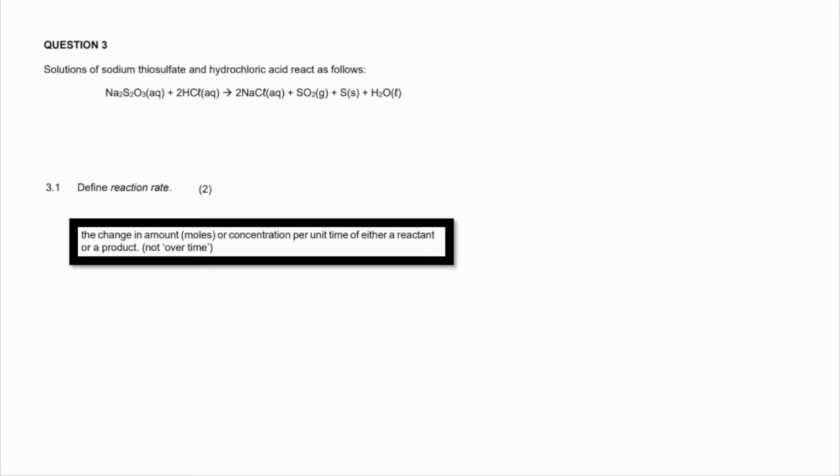It's the change in amount, you could say moles, or concentration per unit of time of either a reactant or a product. Okay, you cannot say over time. It's just a change in amount of moles or concentration per unit time of either a reactant or a product. So it's a change in moles or change in concentration per unit time.